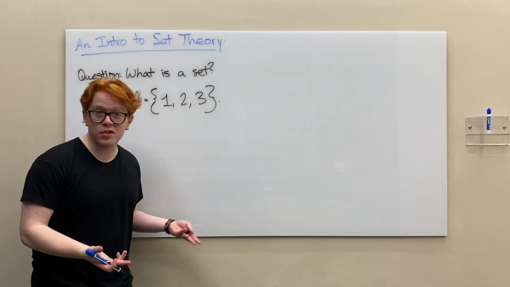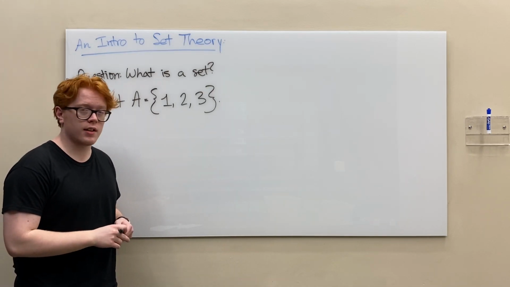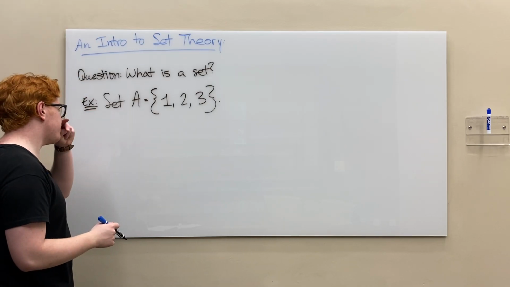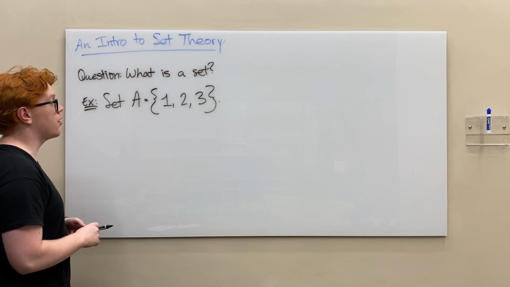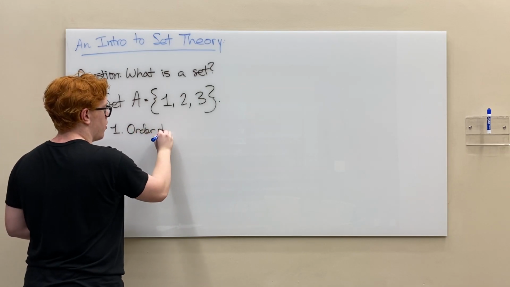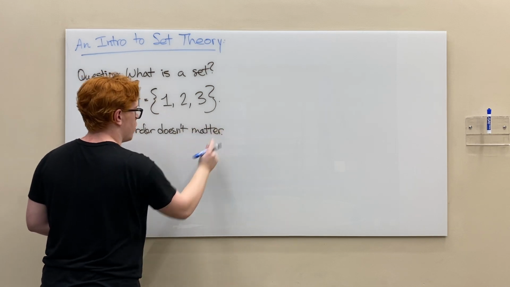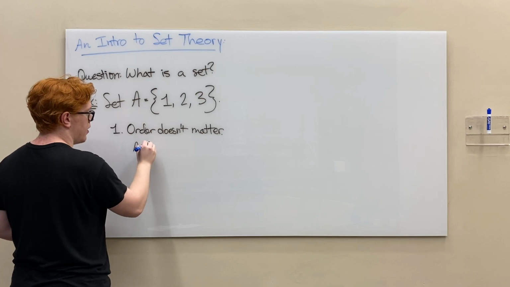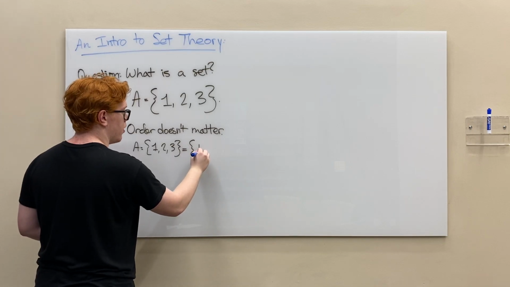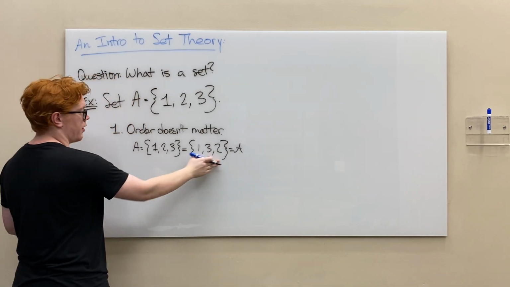Now, a set could have shapes. It could have the states of the United States. It could have city names. It could have anything in it that you desire. Now, there's a few things to note about sets. One, order doesn't matter. So what I mean by this is A = {1, 2, 3} is equal to {1, 3, 2}. These are all the same.